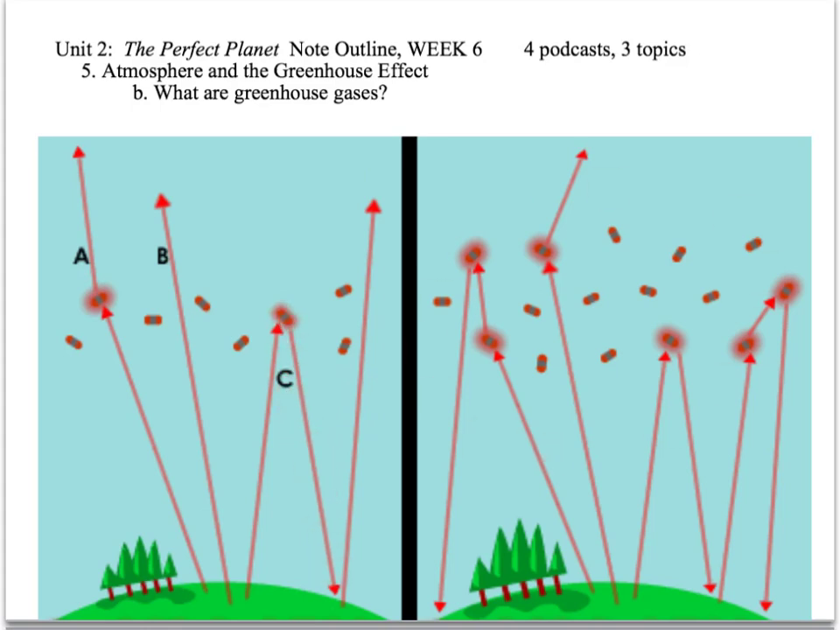On the right, wave A, this time, a double reflection and is sent back down to the Earth. Wave B, still unsuccessful. Wave C, also sent back down successfully and directed back down a second time. So you can just see the more greenhouse gases you have in the atmosphere, the more reflection of heat back to the surface of the planet you're going to have.